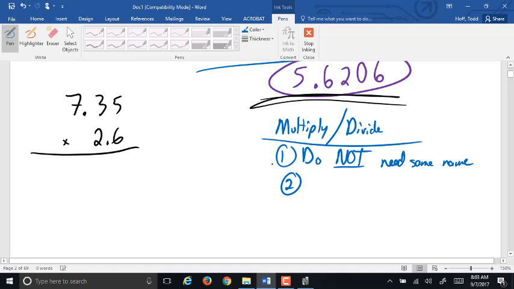And of course, we're going to combine the counts just like any other operation. But when we multiply or divide, we also combine the names.